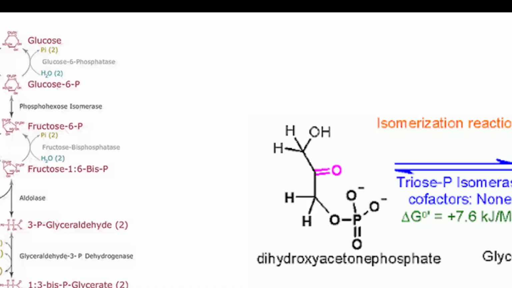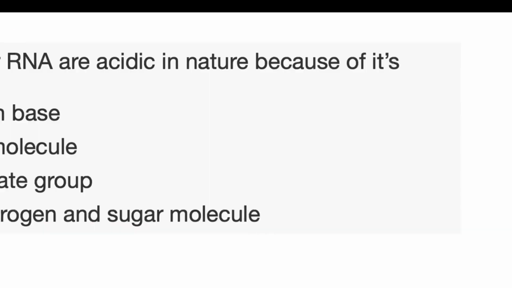Okay, cool. Moving on to the third question. The third question says: the DNA or RNA are acidic in nature because of its dash. Option A, nitrogen base. Option B, sugar molecule. Option C, phosphate group. Or option D, both nitrogen and sugar molecule.